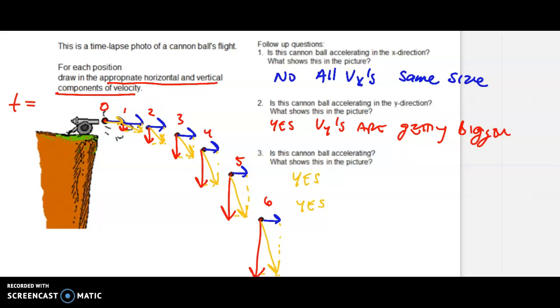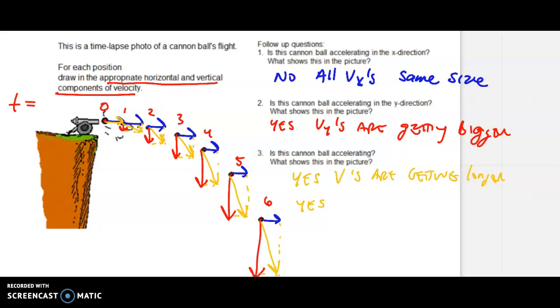You can see those yellow vectors that I just drew in there, they are getting longer. So I'll say the velocities are getting longer. That is, growing in magnitude, for sure. But they're also changing their direction.